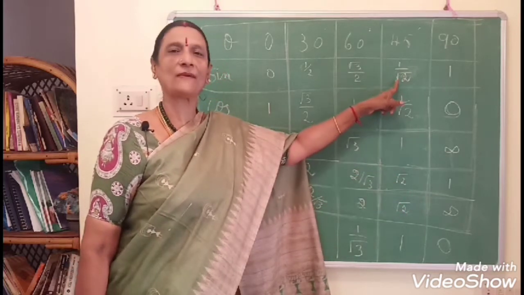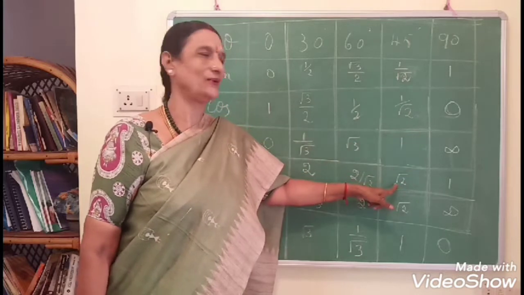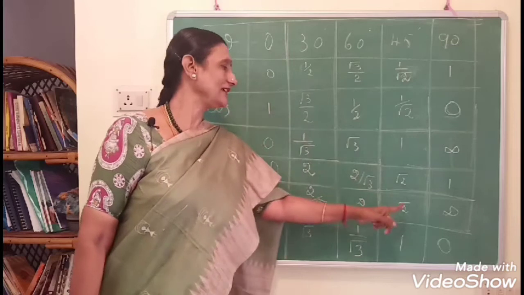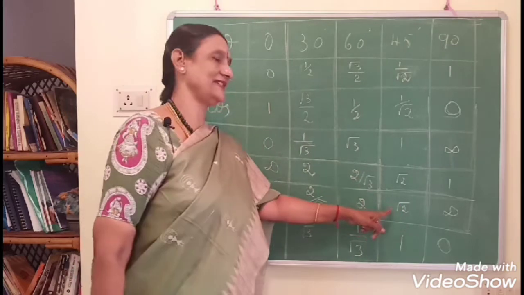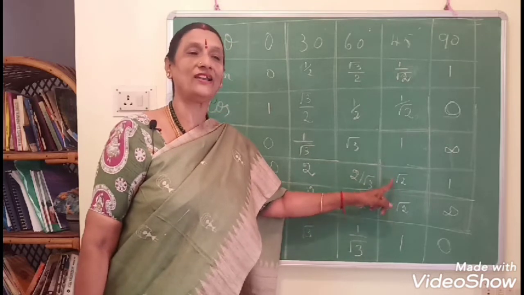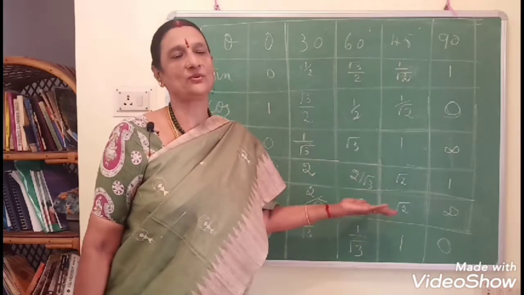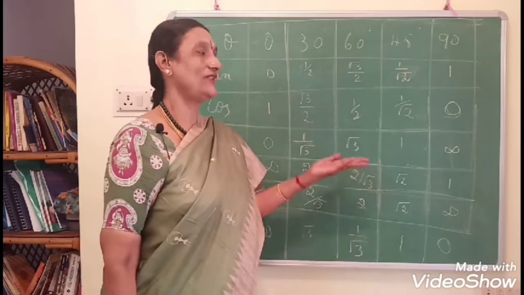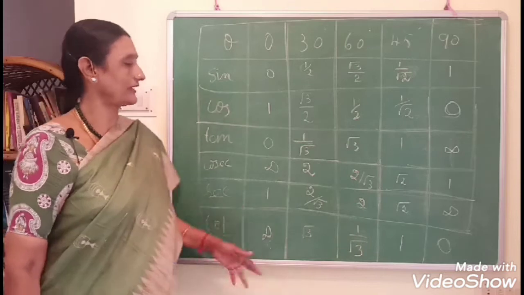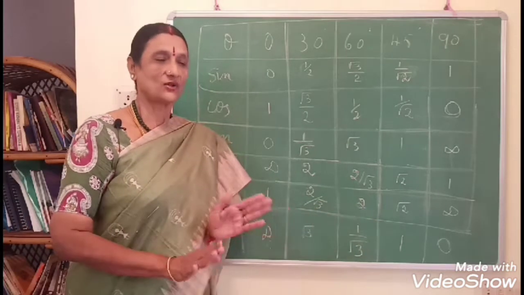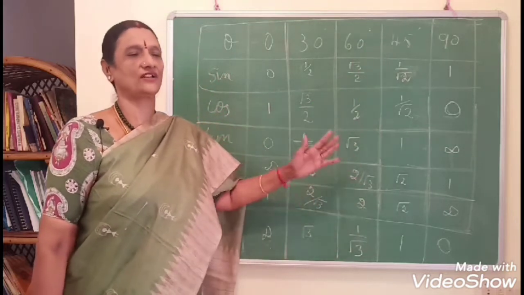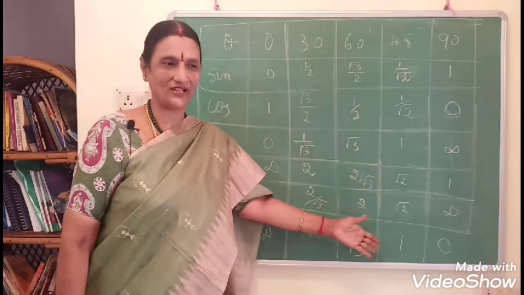So reciprocal of 1 by root 2 is root 2. We have got root 2 here. And reciprocal of 1 by root 2 for cos, it is the secant, it is root 2. So the cosecant and secant values of 45 happen to be the same, root 2. Obviously, the reciprocal of 1 is 1, namely cot of 45 is also equal to 1. So these both are complements. 45 and 45 are complements. That is why we got the same values.